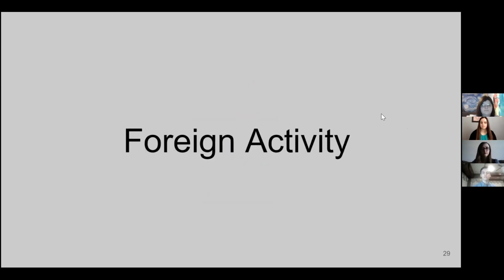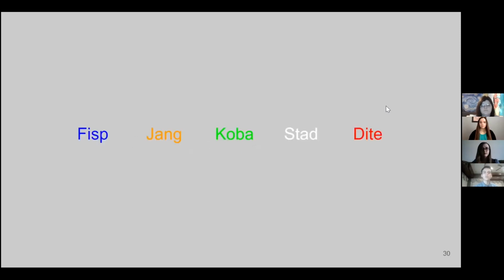Once they successfully completed the foreign learning period, we would move on to the foreign activity, which is the exact same format as the English activity. The only exception is that instead of saying the colors in English, they're saying the colors in the foreign language that they just learned.